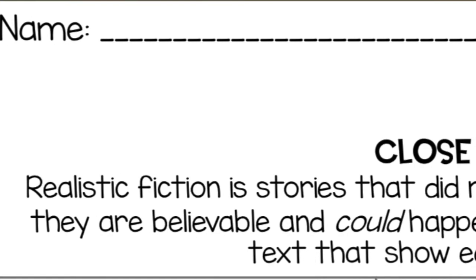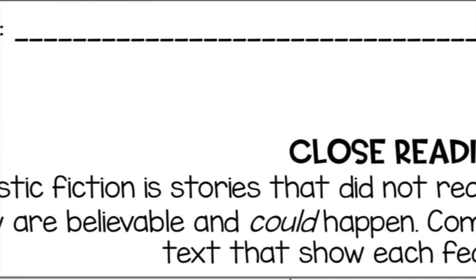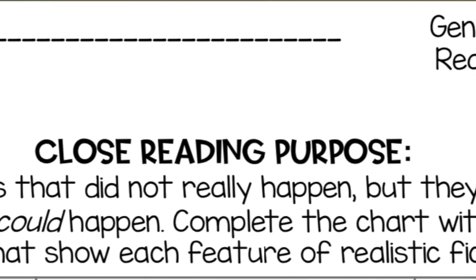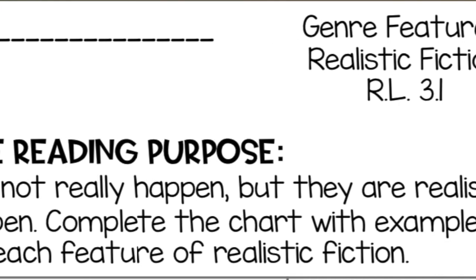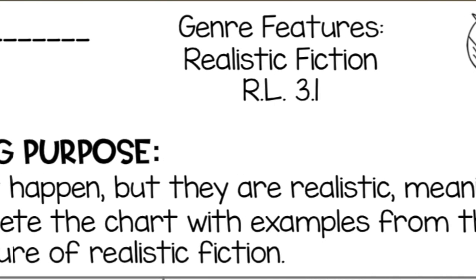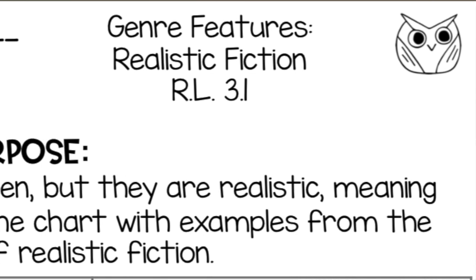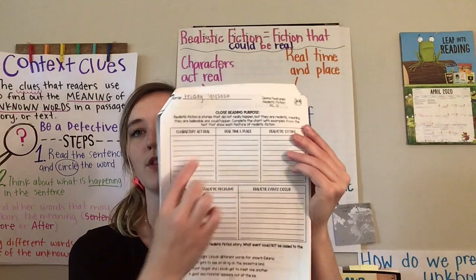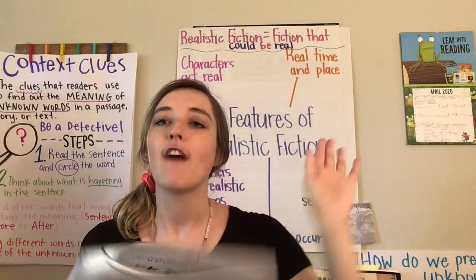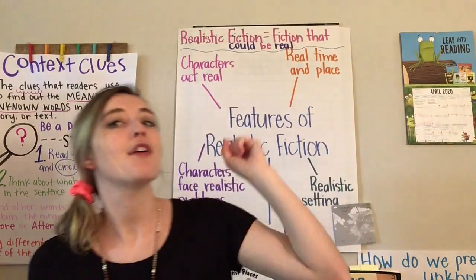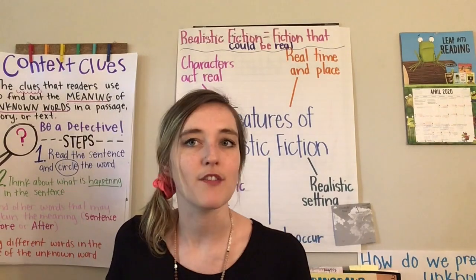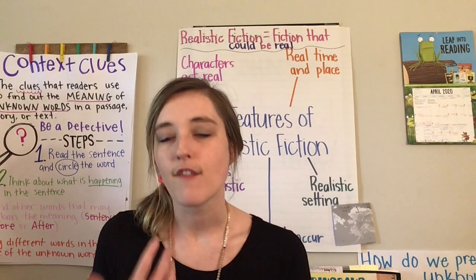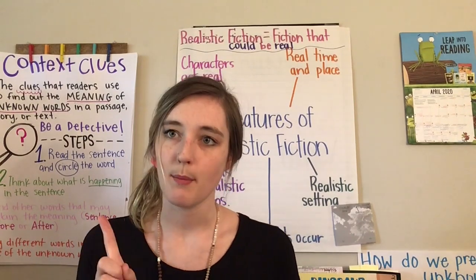So the directions say realistic fiction is stories that did not really happen, but they are realistic, meaning they are believable and could happen. Complete the chart with examples from the text that show each feature of realistic fiction. If you notice on our graphic organizer, 1, 2, 3, 4, 5, there are 5 boxes that we need to fill in, and there are 5 features for a realistic fiction book. So we're going to go ahead and find examples of all of these parts. We'll start with number 1.